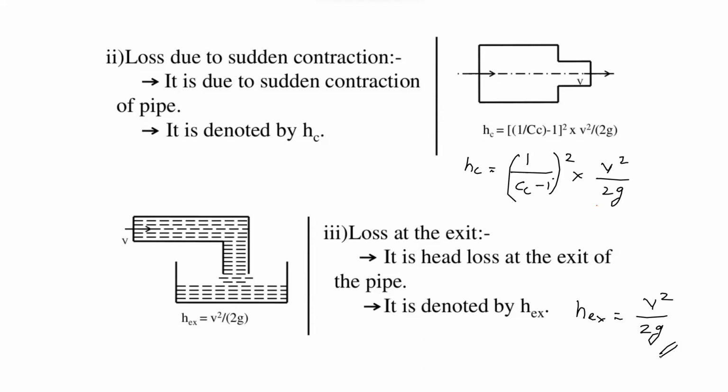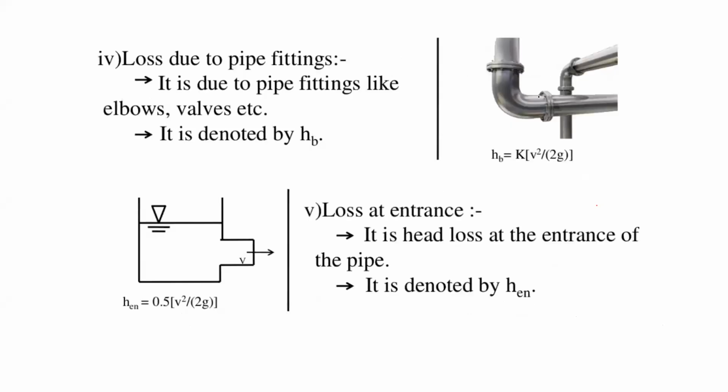Done students, loss at the exit, please give me a confirmation. Okay, next, loss due to pipe fitting. It is due to pipe fittings like elbows, valves, etc. It is denoted by H fitting. The formula for loss due to pipe fitting is H fitting is equal to K bracket open, v square upon 2g, where K is the coefficient. Please note down the formula for loss due to pipe fitting.